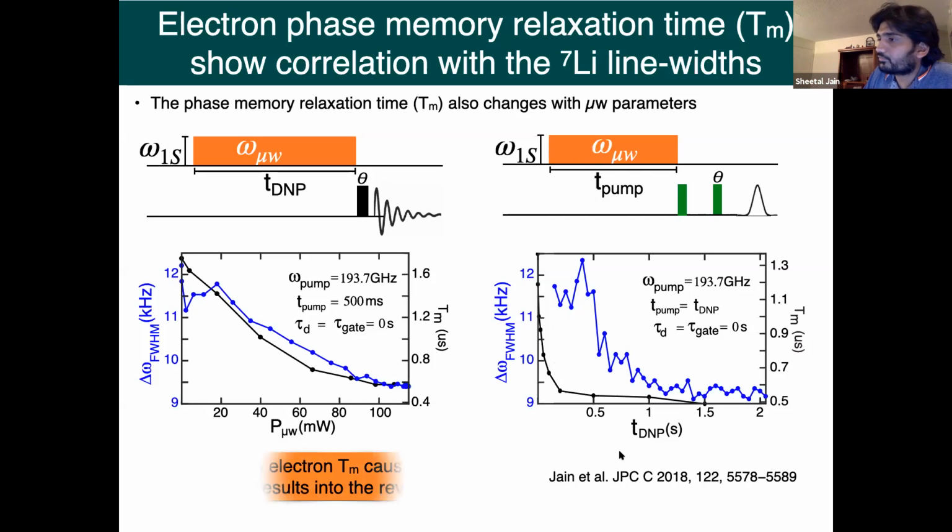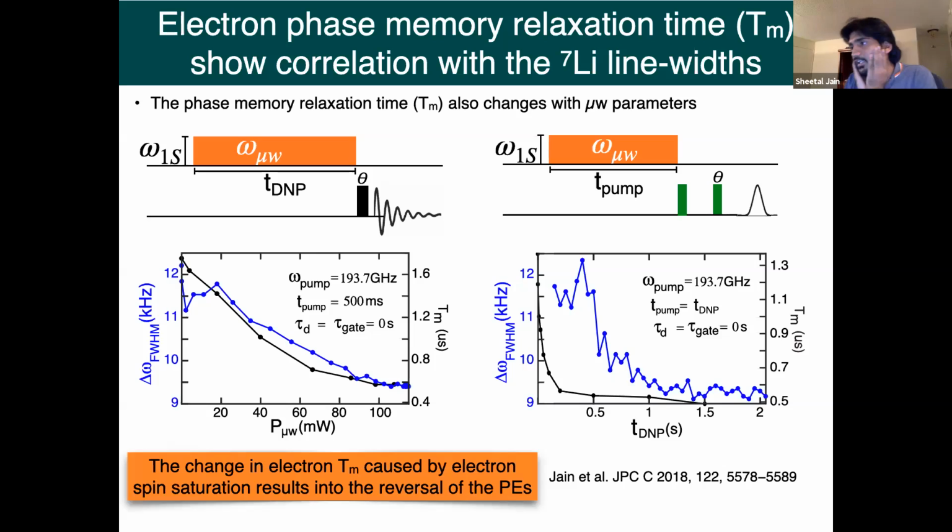So from these experiments, we see a strong correlation between the change in the TM as a function of microwave parameters and the change in the paramagnetic effects as a function of the microwave parameters. With these results, however, it's not completely confirmed that it is the reason, but it seems that the saturation of the electron spins, and detecting the electron spins, can provide more insights into the underlying mechanism of these paramagnetic effects under these conditions, that is, ultra low temperature.